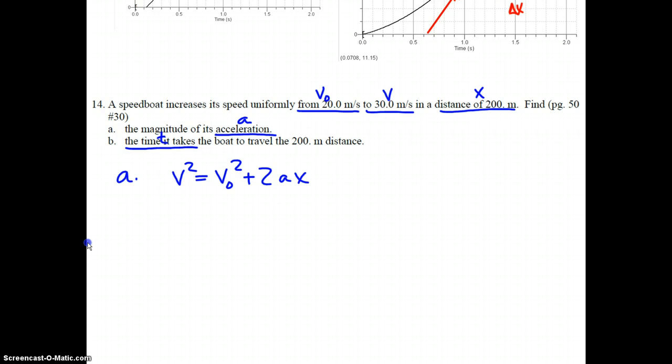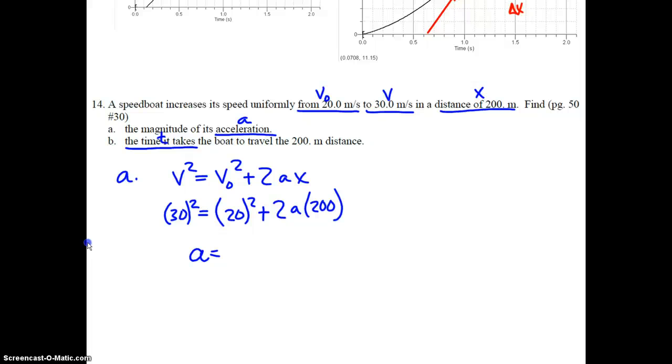So go ahead and we substitute in. Our final velocity is 30, remembering to square that. Our initial velocity is 20, remembering to square that, plus 2a, and our distance is 200.